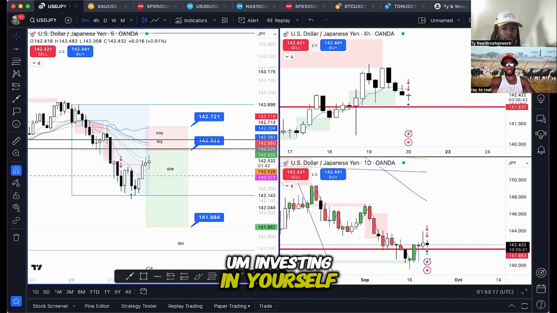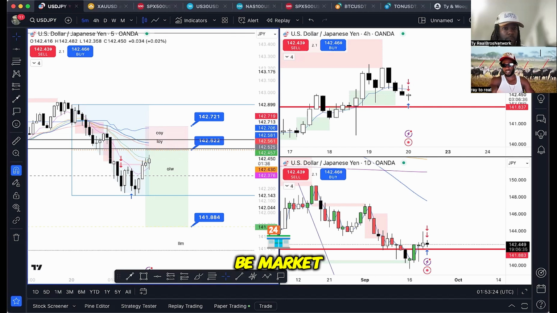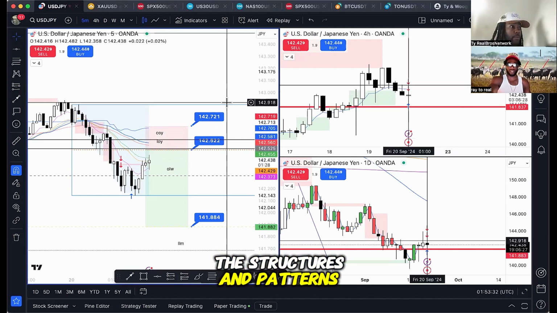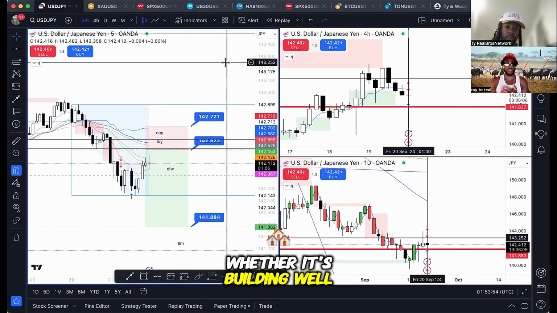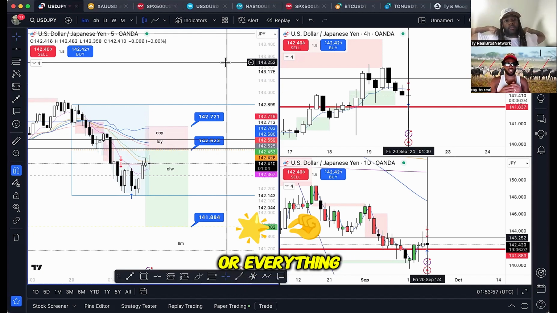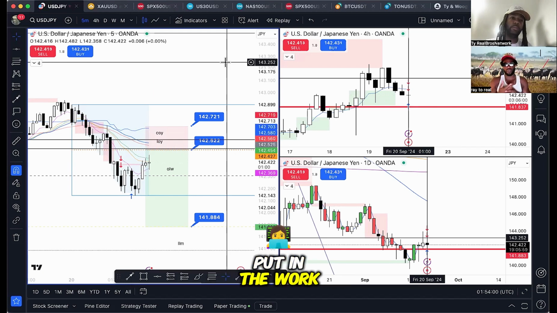Invest in yourself and, once again, put in the time. The time with trading is market time, becoming familiar with how the market moves, the structures, patterns, candlesticks, and price action, which is the most important thing. Understanding price action. And those concepts of putting in the work apply to everything you do in life, whether it's building wealth or starting a business. Everything starts small and you have to constantly put in the work, you know.